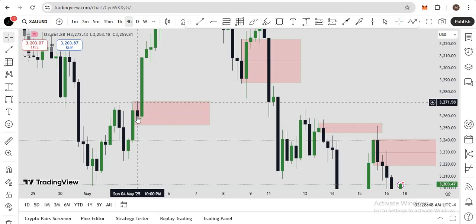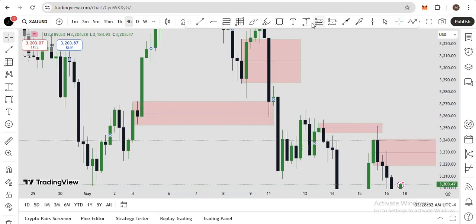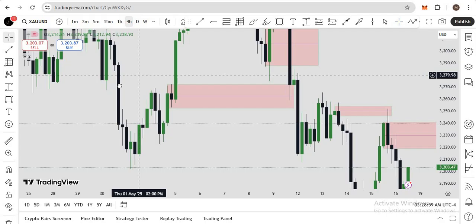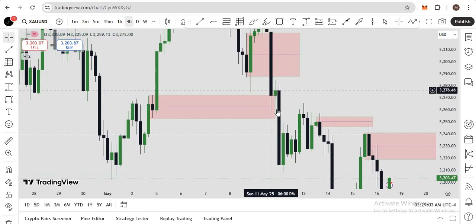See, this becomes valid. Price came and gave us a reaction of 120, 50 pips. Later I will explain how you can use ICT on this specific area, and what your rules should be, so that it makes your accuracy higher.